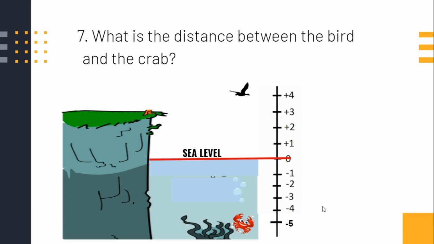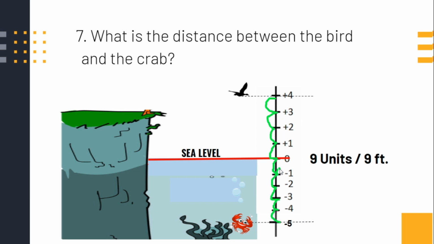Number 7, what is the distance between the bird and the crab? So, ayun si bird, and then eto si crab. So, gaano daw kalayo? So, bilangin natin. So, we have 1, 2, 3, 4, 5, 6, 7, 8, 9. So, we have 9 units or 9 feet para sa distance natin ng ating bird at ng crab.